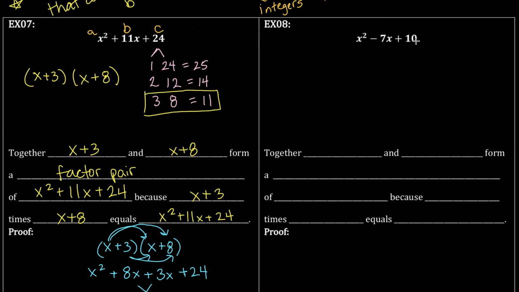Factors of c that add up to b, or factors of c that combine to b. So 1 and 10 will give me 11.